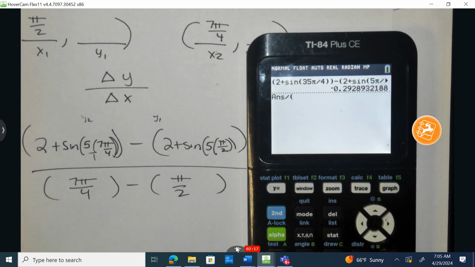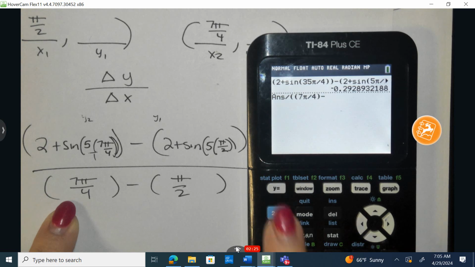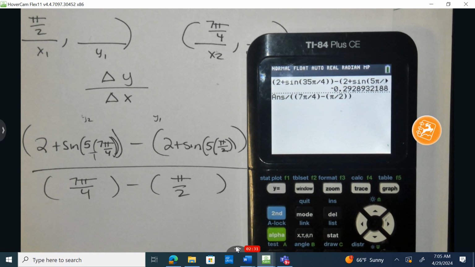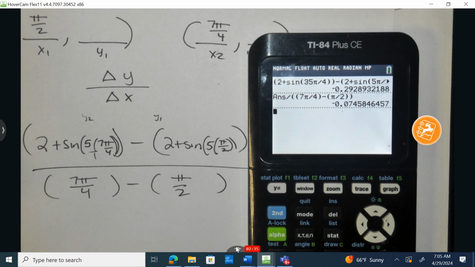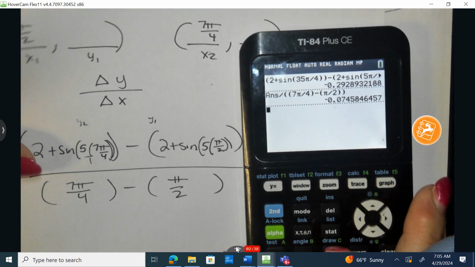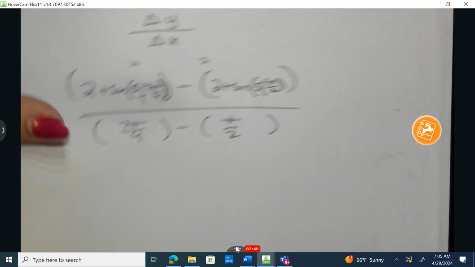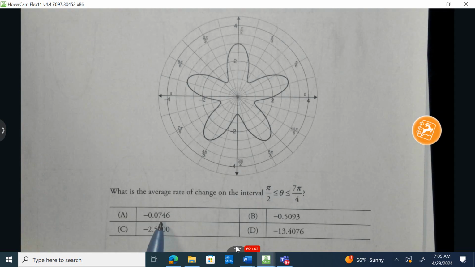Now I'm going to divide this by, and I'm going to make extra parentheses. So 7 pi divided by 4 is one parenthesis, and I want to subtract from that pi divided by 2. Okay, let's come up with an answer here, and let's compare it to our choices. I have negative 0.07. Is that an option? Well, let's move across and see. It is an option. It is option A. Correct answer is A.